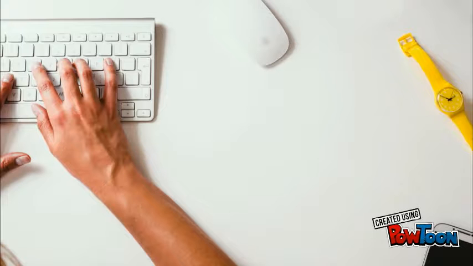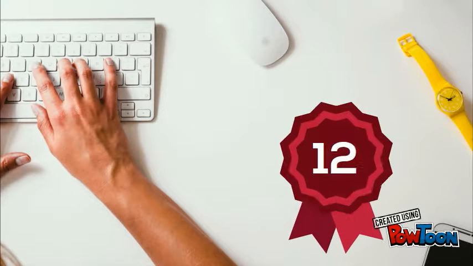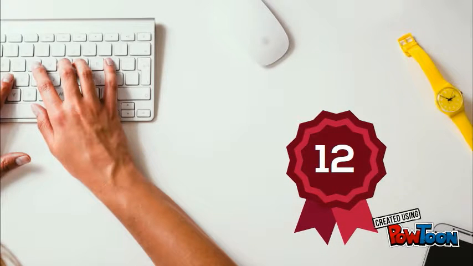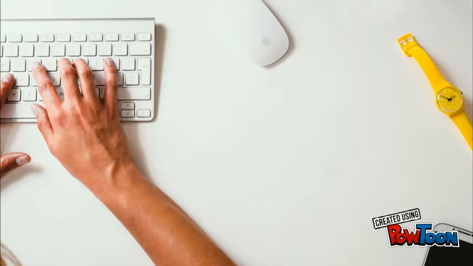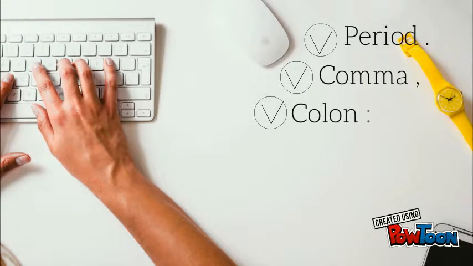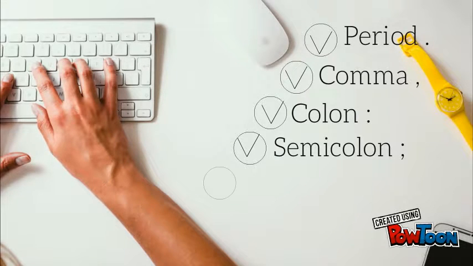According to the Education First website, there are at least 12 different punctuation marks, but we're just gonna focus on 5 of them: the period, the comma, the colon, the semicolon, and the apostrophe.